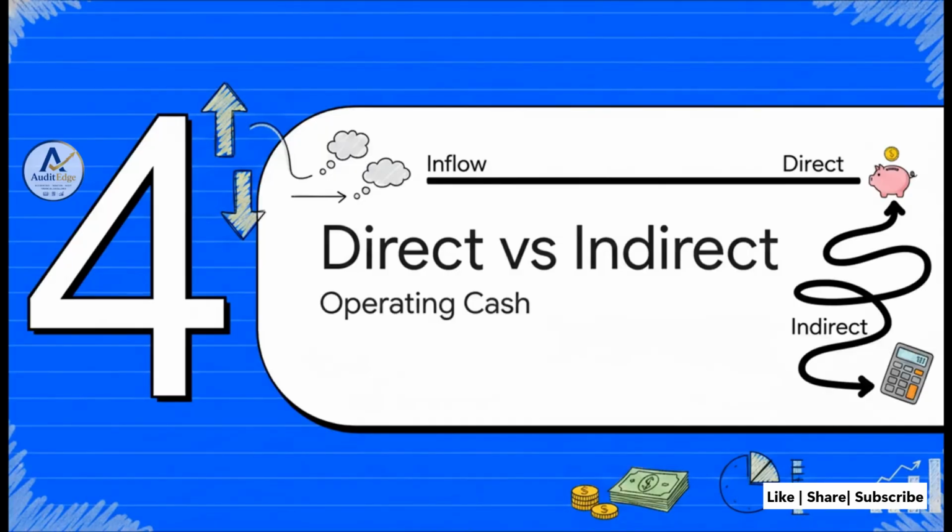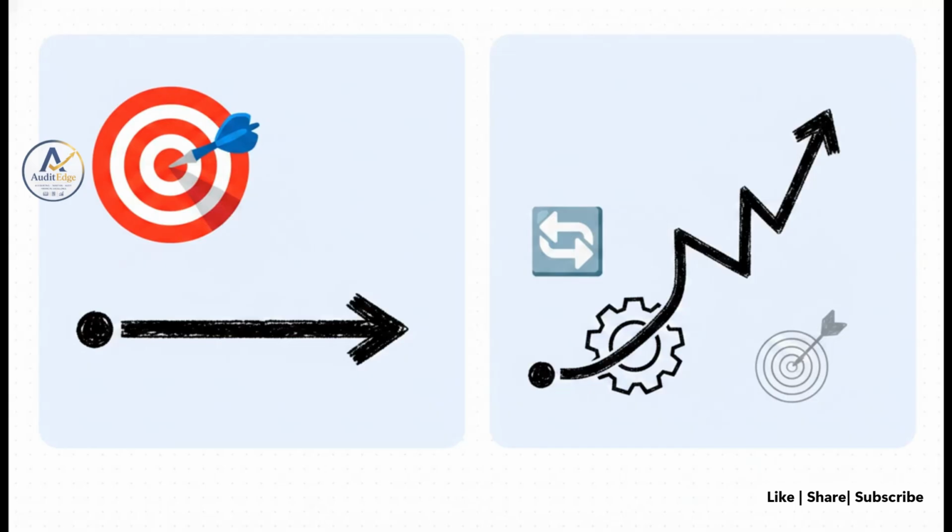Moving on to Section 4, direct vs. indirect methods for reporting operating cash flows. So an entity has to report cash flows from operating activities using one of two methods, the direct or the indirect method. The direct method is where major classes of gross cash receipts and gross cash payments are actually disclosed outright. The indirect method, on the other hand, is where profit or loss is adjusted for the effects of non-cash transactions, deferrals, and items associated with investing or financing.